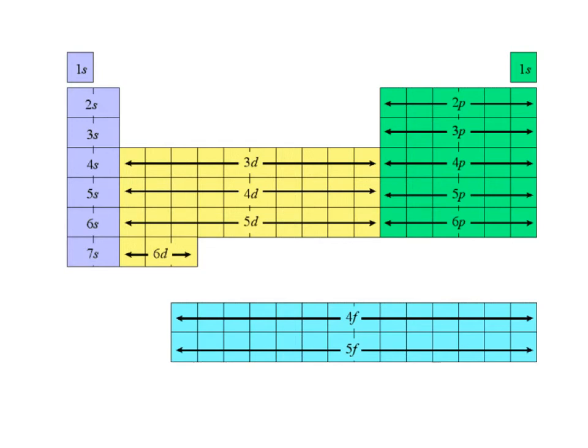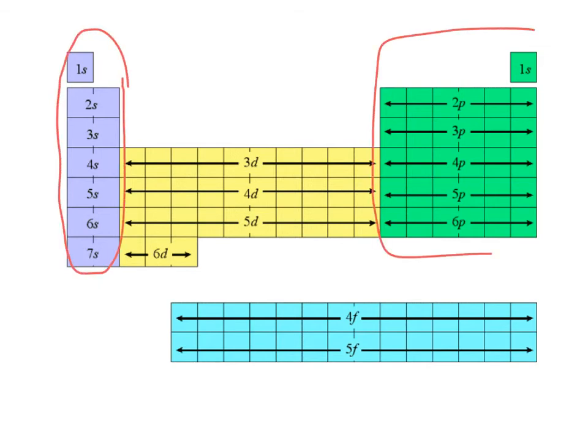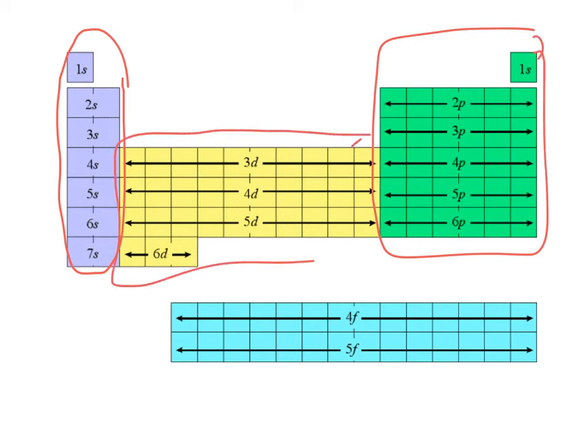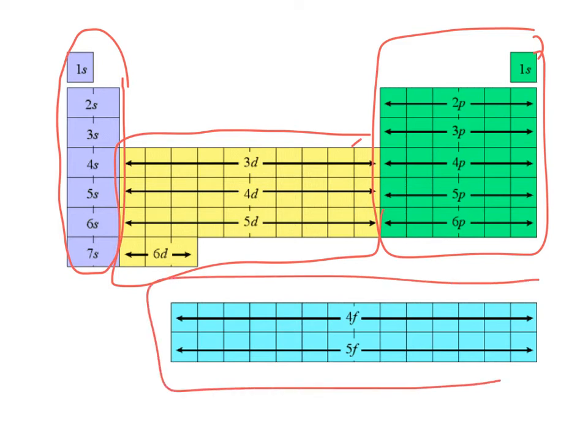So we've got a couple of things to remember here. The s's are in the tall tower over here. The p's are off to the right in the other wider tower. The d's are here in the center, and the f's are here at the bottom. And the f's actually fit up right in there. So when doing electron configuration, you can figure out the order just by looking at a periodic table. Let me explain what I mean by that.